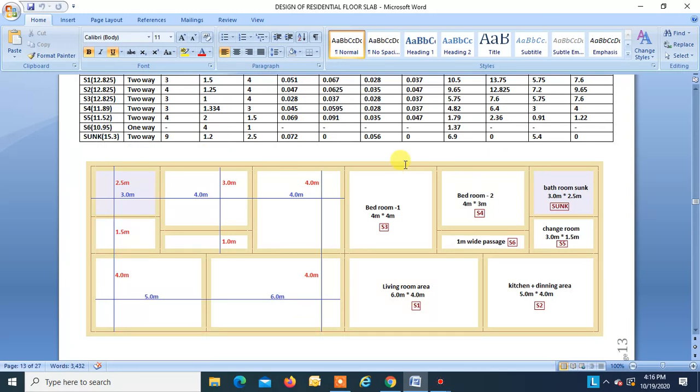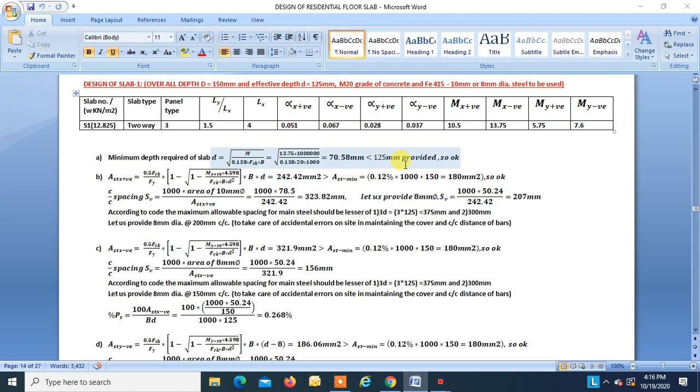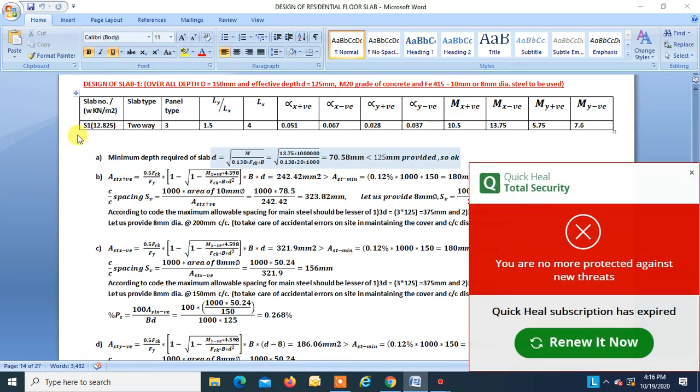Okay, now once you get the moment, then we'll start the design. So let us start the design slab wise. Design of slab 1. Overall depth D is equal to 150 mm. Effective depth d is equal to 125 mm.